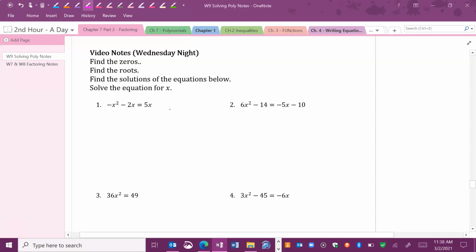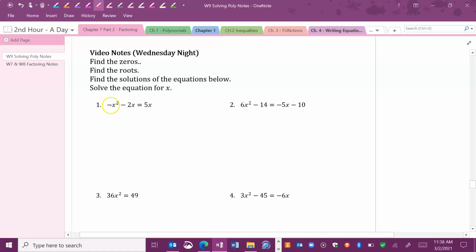I'm going to just do 4 examples where I am solving for x given a quadratic. Remember, our first step is to set this equal to 0. Our second step is to then factor completely, and then our third step is to set those factors equal to 0 and solve.